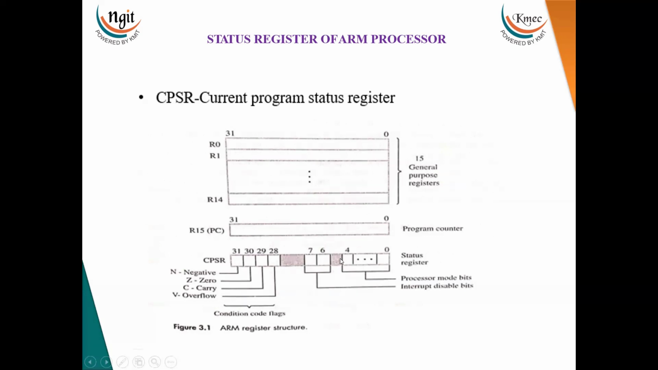Now the remaining bits are unused bits, and the last 4 bits are the conditional flags, which indicate the processor condition. After executing every instruction, this CPSR will be updated, and it indicates the status of the processor after executing that particular instruction. N is negative: it indicates whether the result is negative or not. Zero says whether the result is 0 or not. And carry means if we are doing addition or subtraction, whether any carry is generated or not. By seeing this flag, we can analyze. And overflow: if the result is crossing the length of the processor, then this flag occurs.